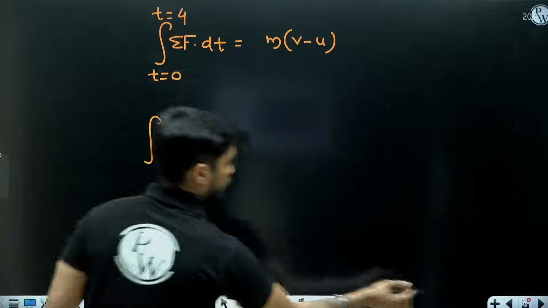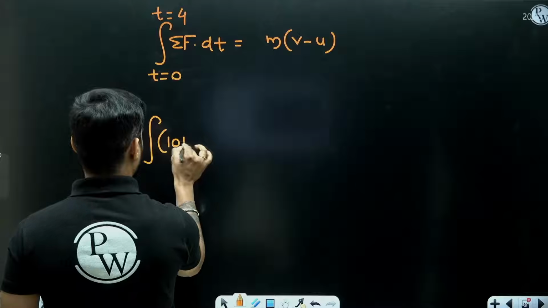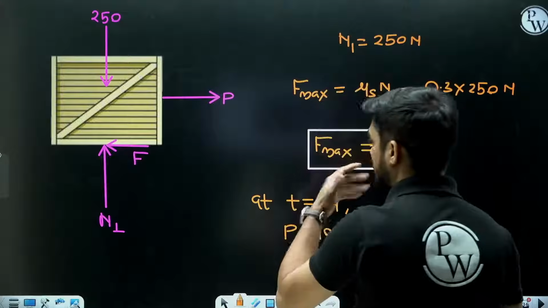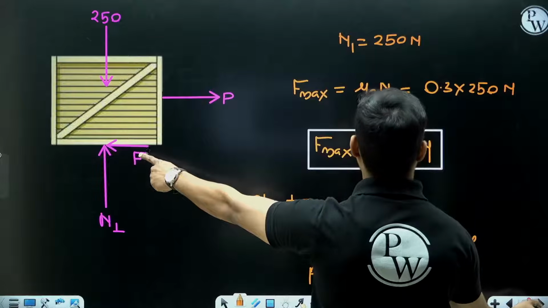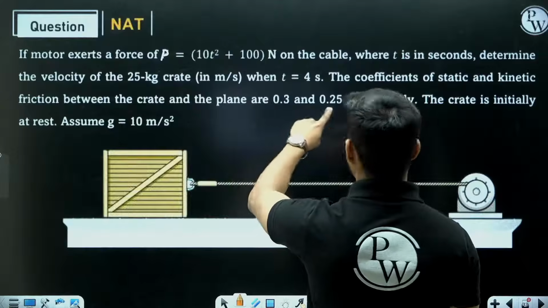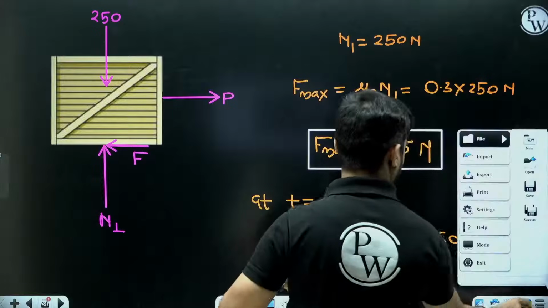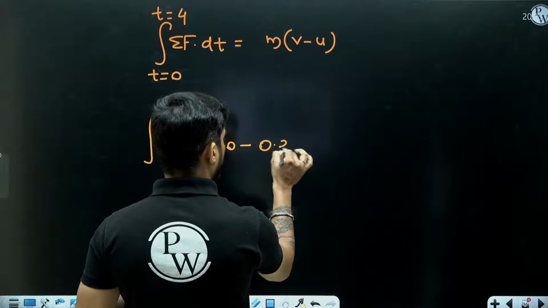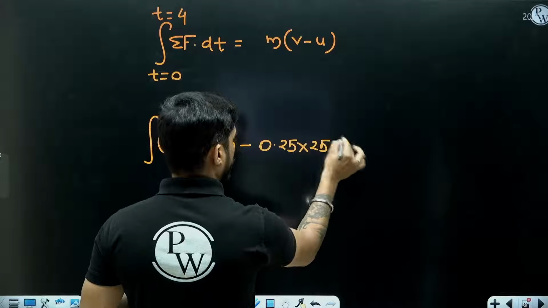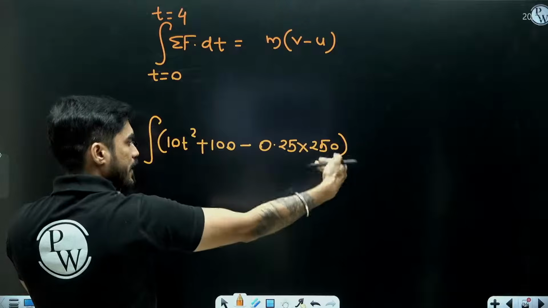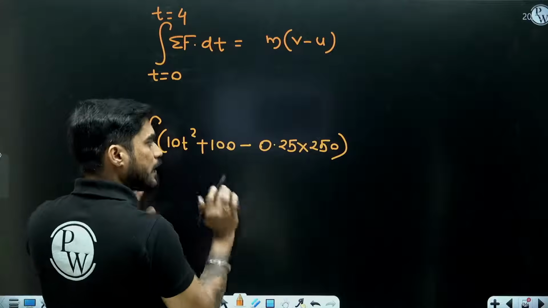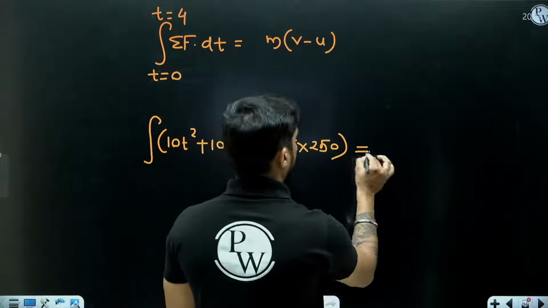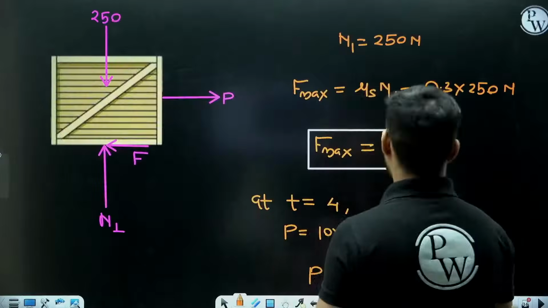So understand, the force will be how much? 10t square plus 100 minus mu k into N. Now the friction force will be mu k into N. Right? So mu k is how much? 0.25. N is how much? 250. So friction force you also have to consider. Okay. So 10t square plus 100 is acting this side, friction force is acting this side, and now we know that the crate is moving. So here there will be mu k into N, equal to the mass of the crate, which is how much? 25 kg.